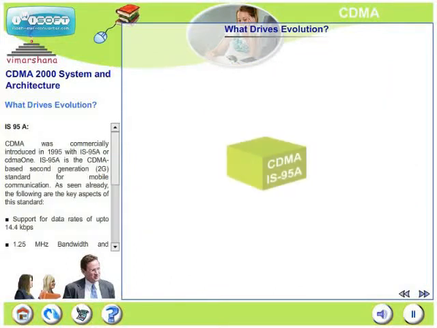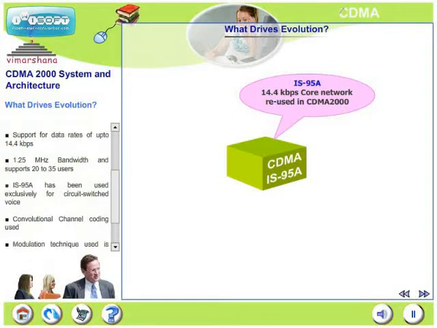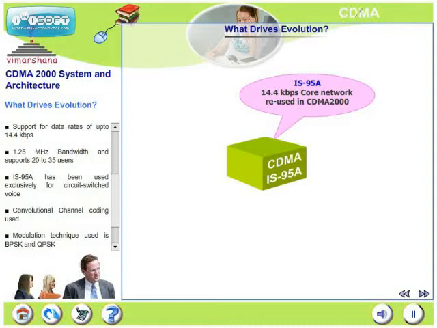Let's look at this figure that's appearing on your screen. What is IS-95A? CDMA was commercially introduced in 1995 with IS-95A or CDMA-1. IS-95 is the CDMA-based second generation standard for mobile communications. We have seen all these things already, but nevertheless it can be one more revision. As already seen, the following are the key aspects. It supports data up to 14.4 kilobits, 1.25 MHz bandwidth, and supports 20 to 35 users.